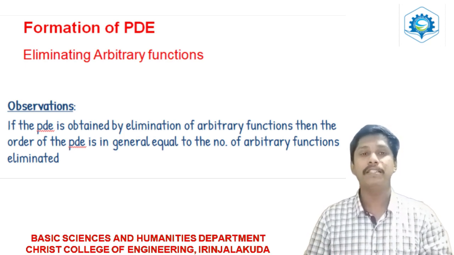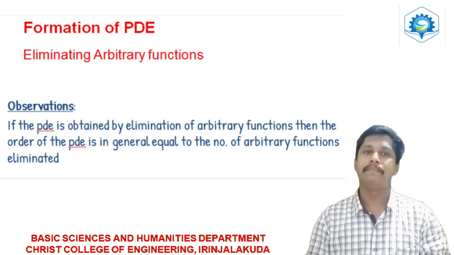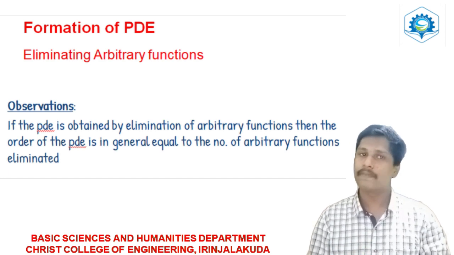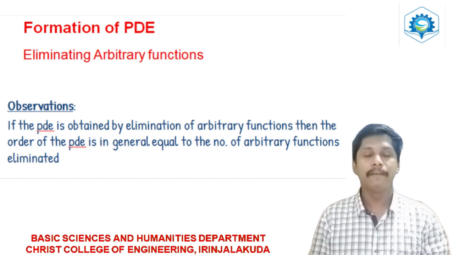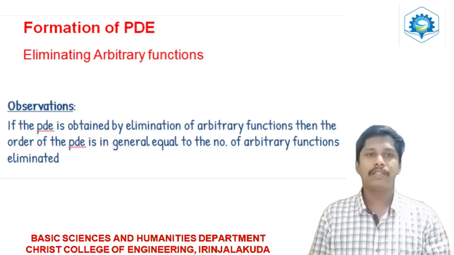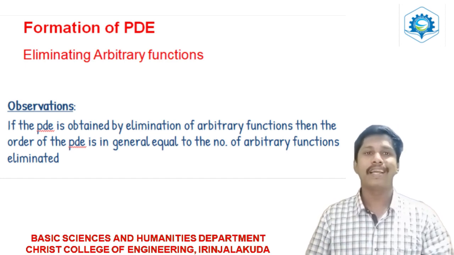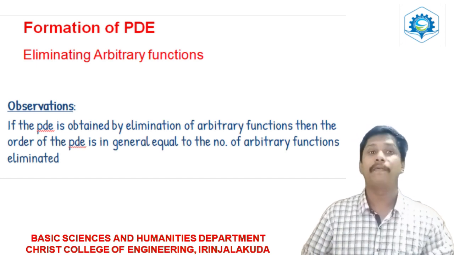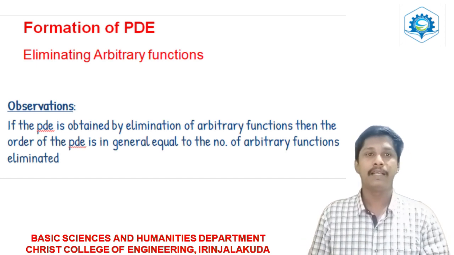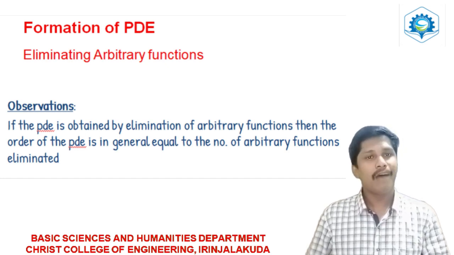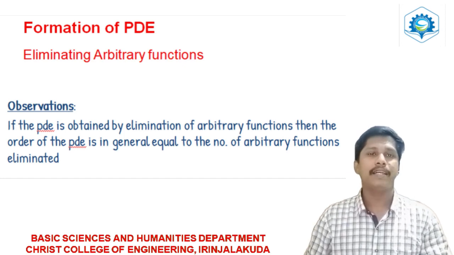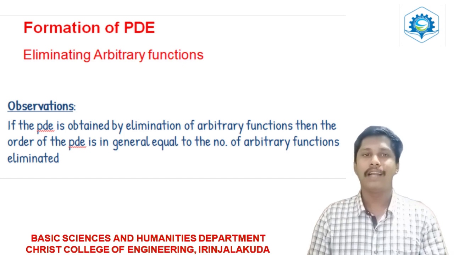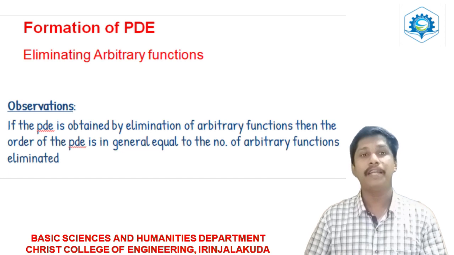Arbitrary functions means a function represented by symbols, not something like f of x equal to sin x or cos x. Those are specifically given functions. But if your equation contains f of x comma y or f of x plus y, something like that, that is actually an arbitrary function. So how do we eliminate an arbitrary function? We use the same method as we did in eliminating arbitrary constants. We will find derivatives.